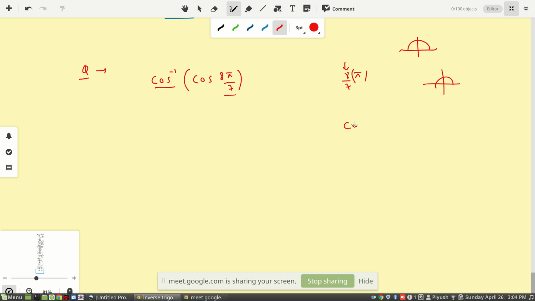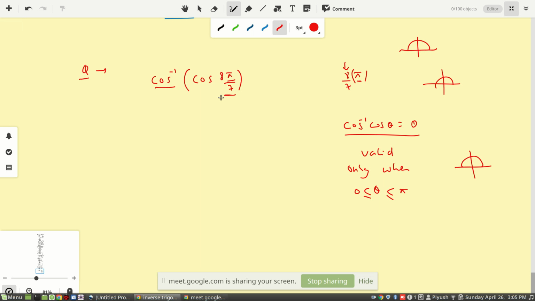So cos inverse cos theta will be theta. It will be valid only when theta lies in this region, meaning 0 to pi. Now here, how do I figure out that it's not between 0 to pi? This pi is multiplied by 8 by 7, which is a number more than 1. If it is more than 1, then we can figure out that it is more than pi. If more than pi, then we cannot answer this directly, 8 pi by 7.